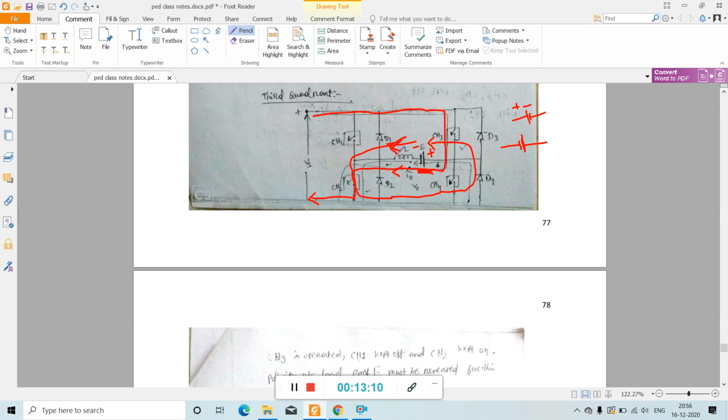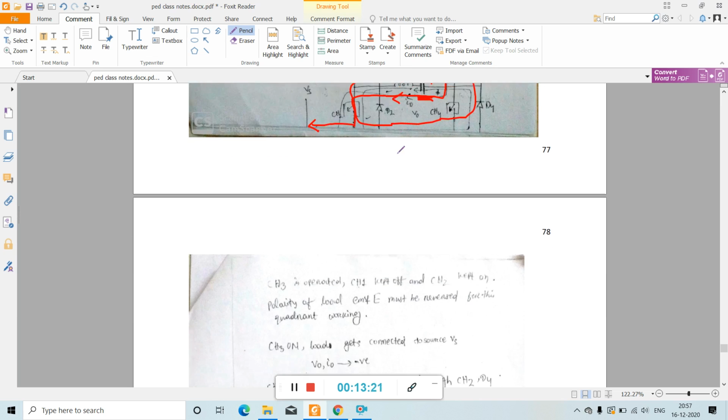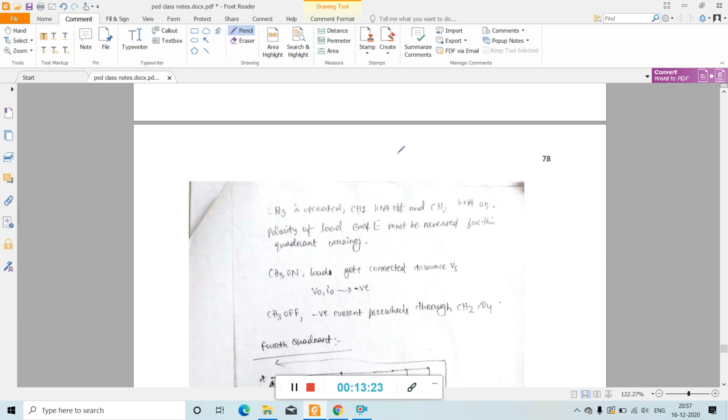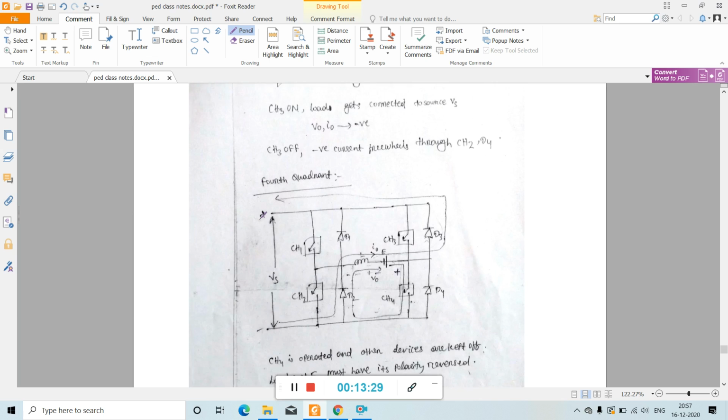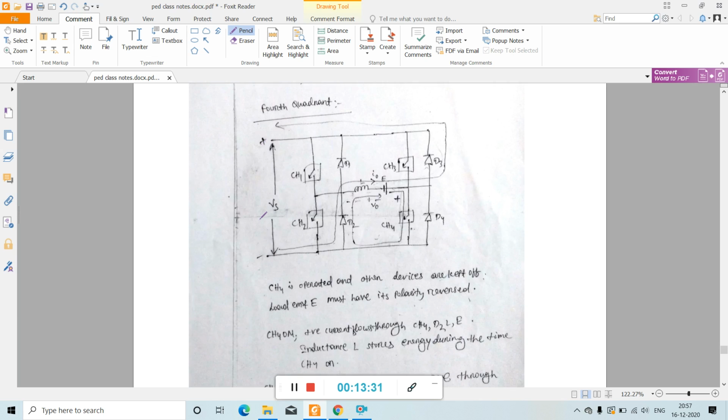So in this manner, the output voltage and output current V0 and I0 can be controlled in the third quadrant. Here the chopper operates as a step down chopper. Everything is explained here. In this part you go through these things. And the last one is the fourth quadrant operation.